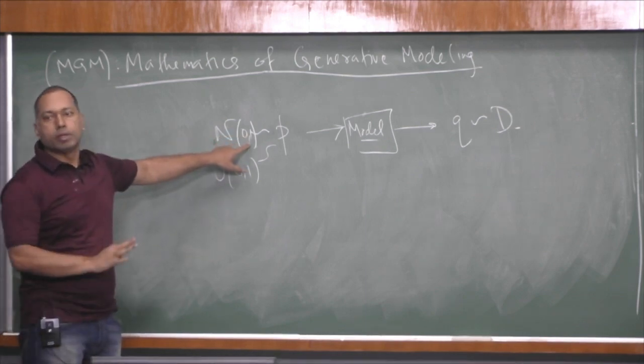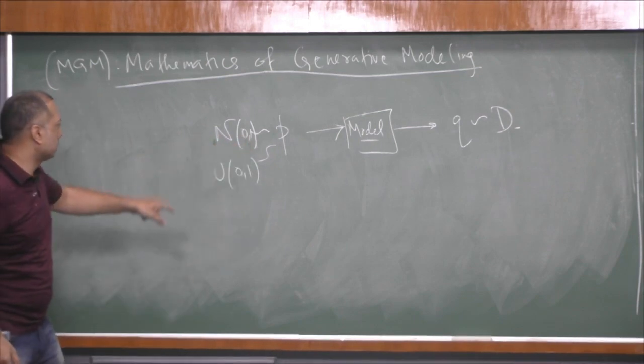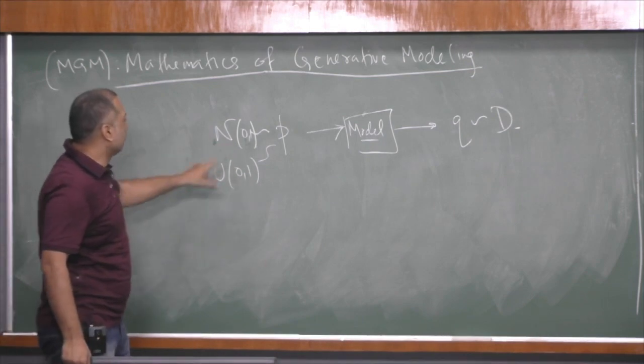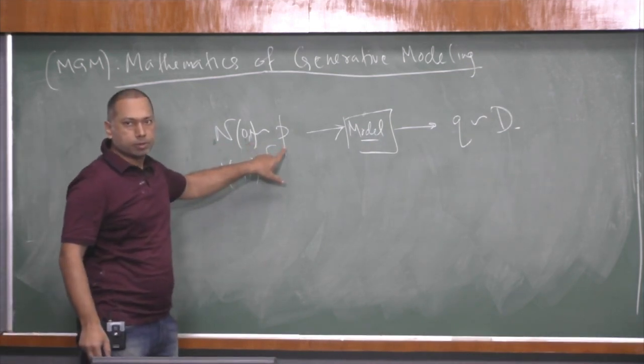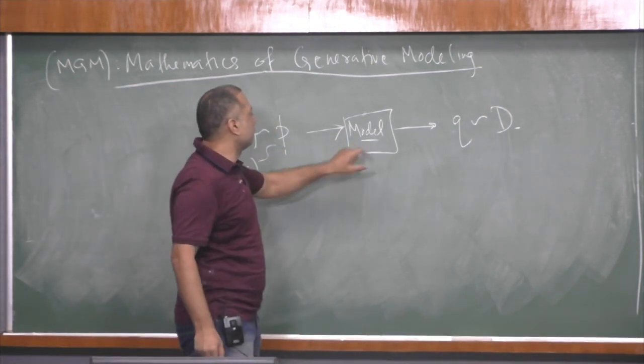Standard normal. Everything known. There is no variable mu or sigma here. It's known. Standard normal, known. I can sample from this. Okay, so I can sample from this. It will be some vector. And then it will go through a certain model.